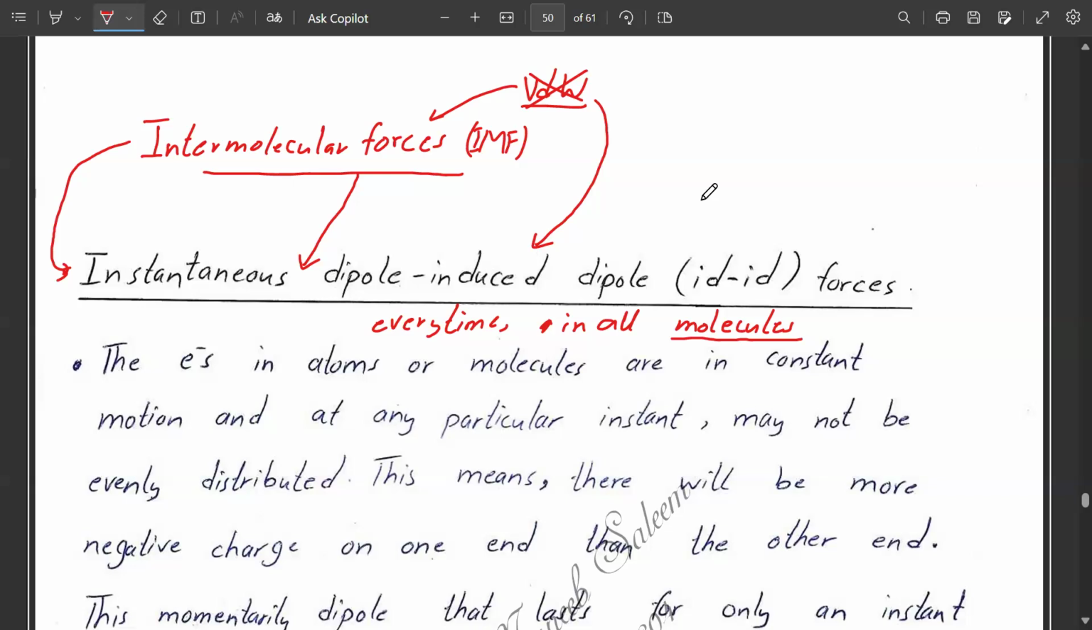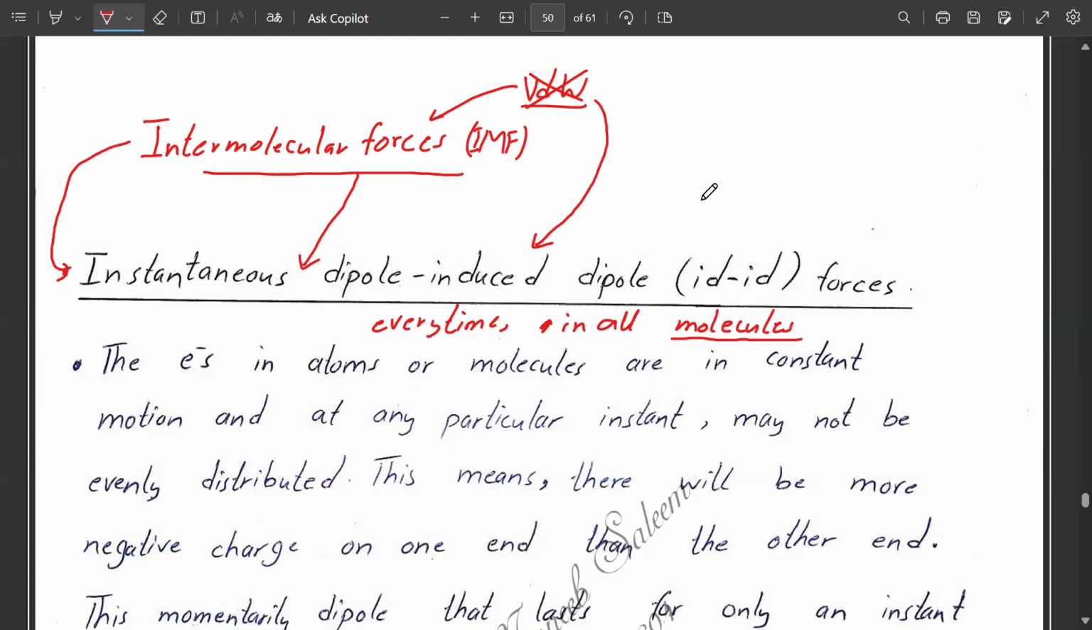Sir, I said the electrons are constantly moving, so they create a dipole movement, which is how the instantaneous dipole is created. Hmm. And how the induced dipoles are created? Very good. You are right about the instantaneous dipole.